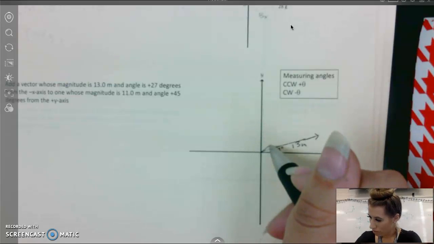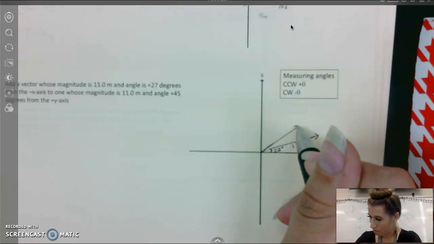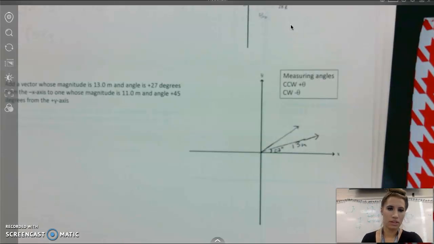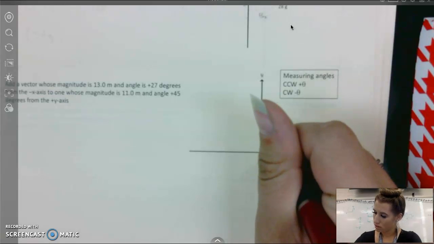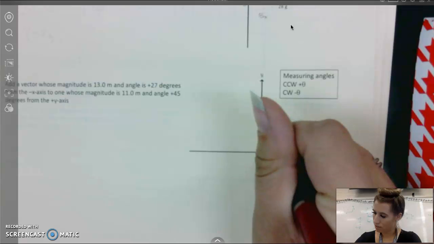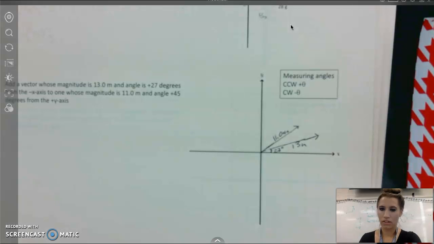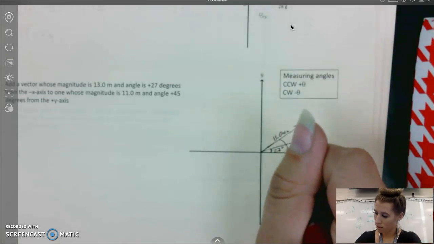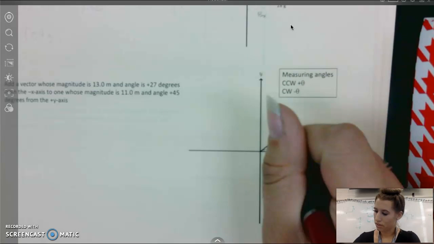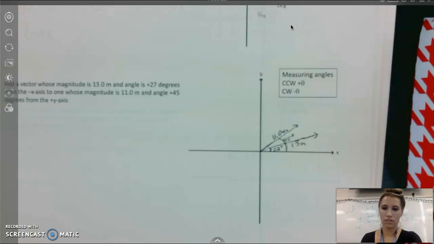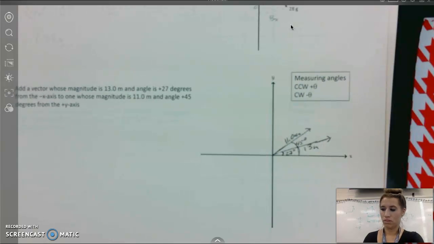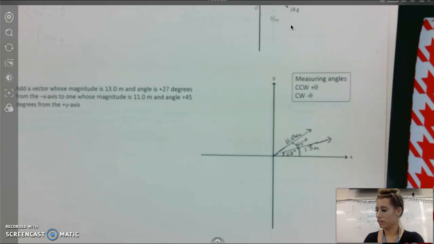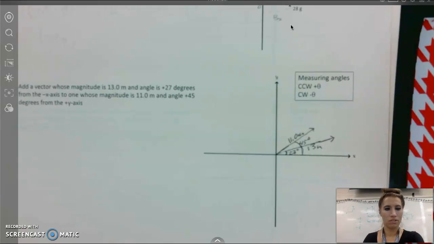So we're going to be something like that. Okay, so we're going to have 11 meters as my magnitude, and then this big angle all the way through, that's 45 degrees. Okay, so we're going to add those vectors, and let's see what our resultant vector is, and let's even calculate the angle of that resultant vector.